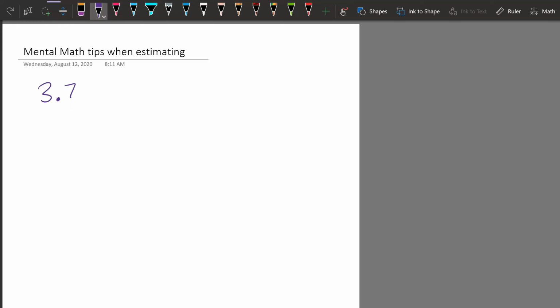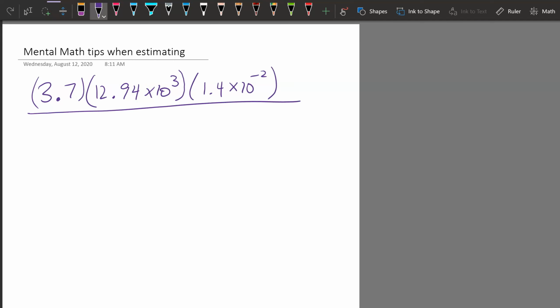So for example, 3.7 times 12.94 times 10 to the 3 times 1.4 times 10 to the negative 2 divided by, I'm just making up a bunch of numbers, 4 times 10 to the 8 times 0.05. Just leave it like that.